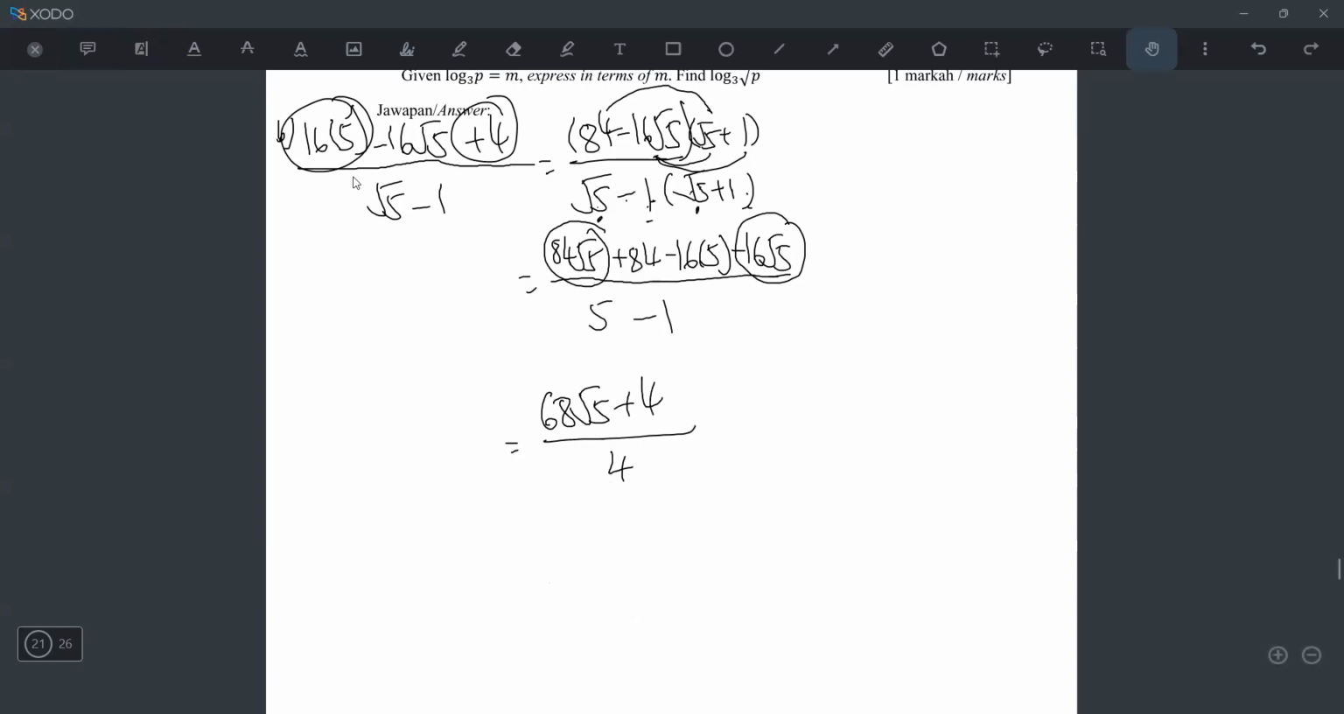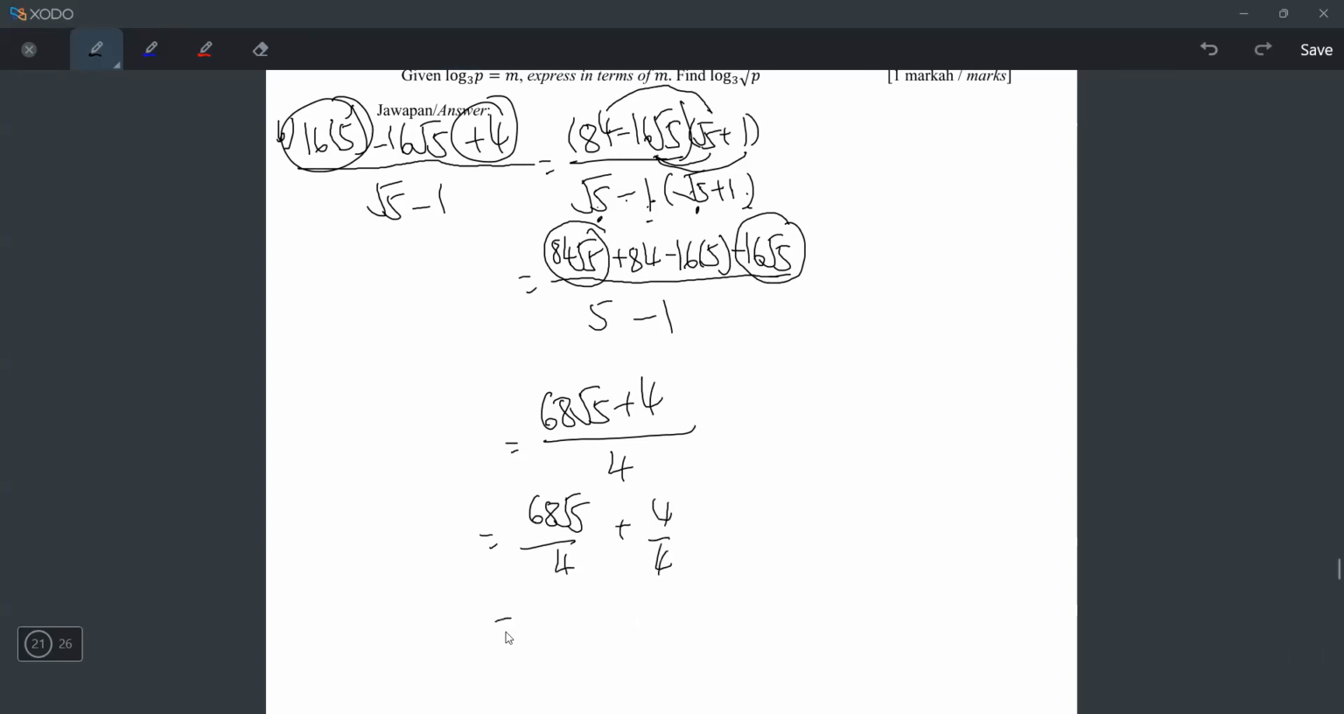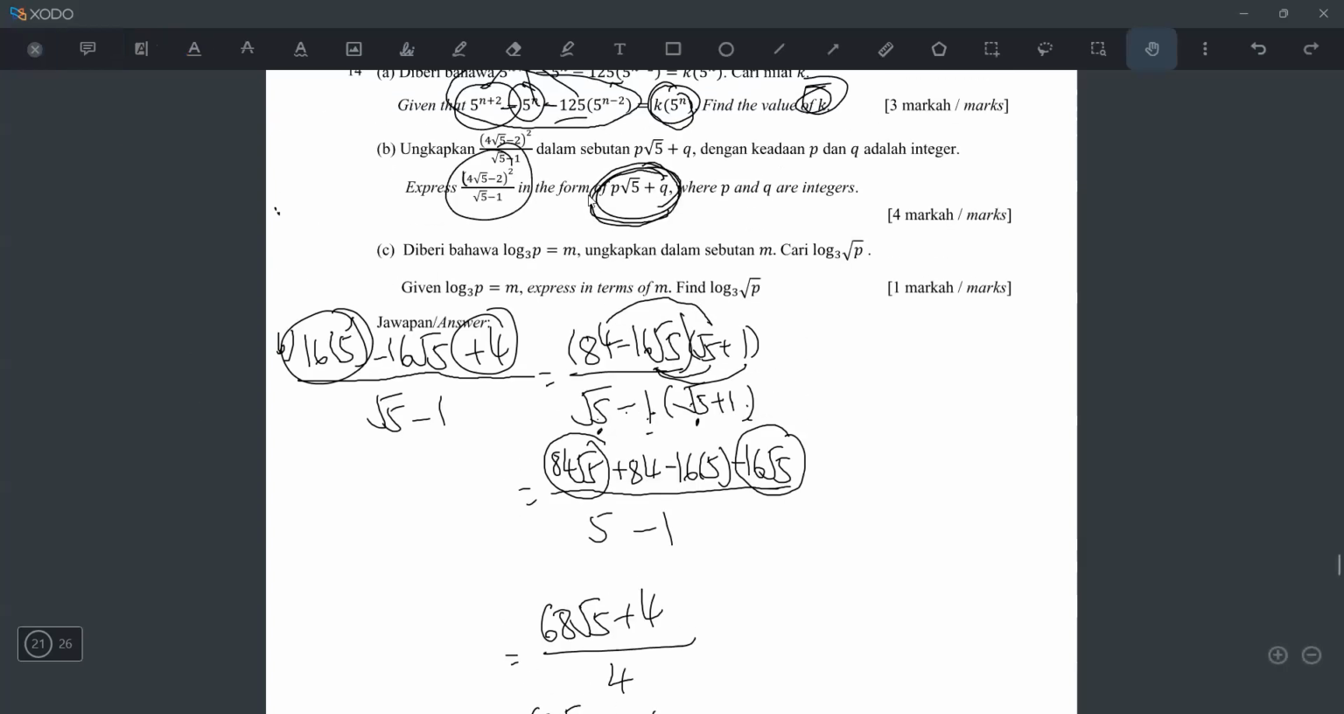But I still can simplify lagi because over 4 means this one, 68 square root 5, divide 4, and then this one also divide 4. Can 68 divide 4? Let's press. 68 divide 4. Oh, can, 17. So 17 square root 5. So is this your final answer? Let's see. Express this one in this form. So this is the answer lah.